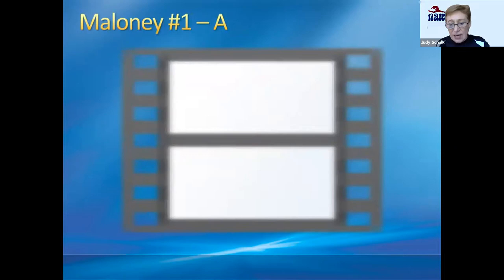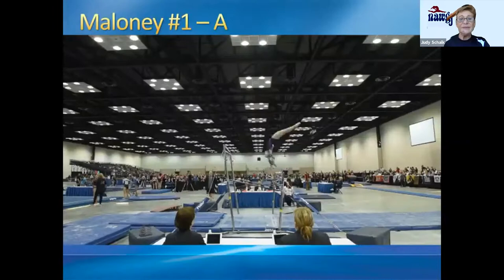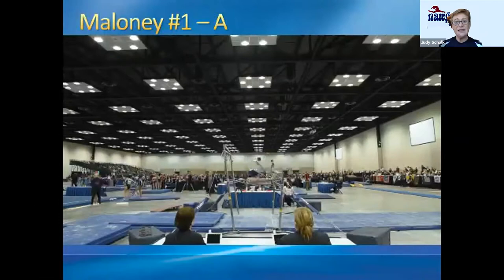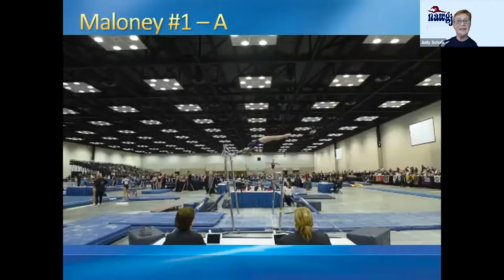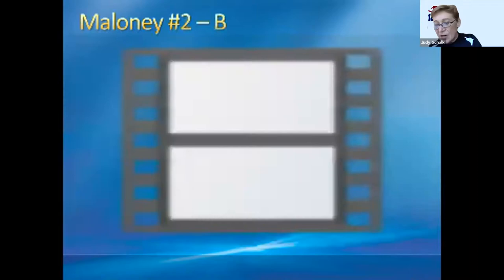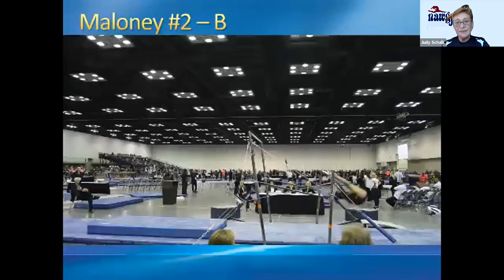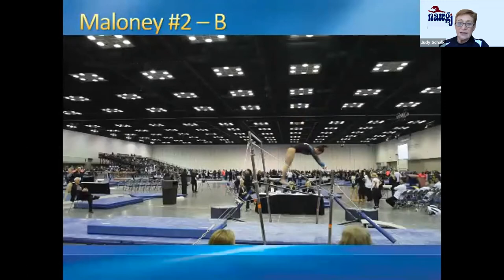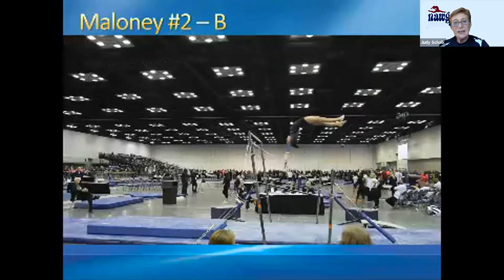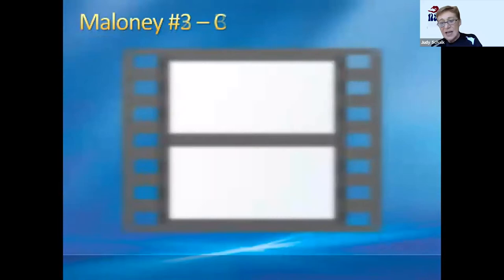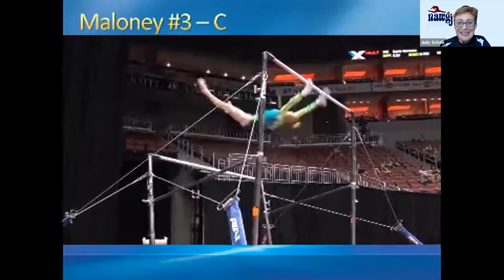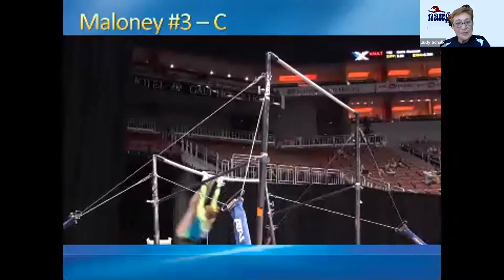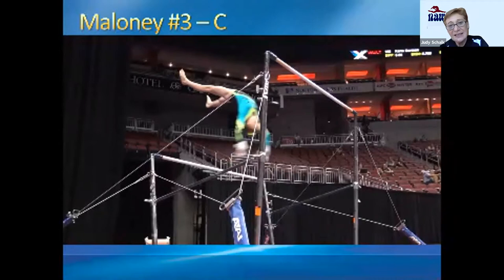Let's look at our first example of an A-ranked Maloney. Outstanding example. Excellent amplitude and body position. Good backswing. And our B example. Decent amplitude of flight, legs apart, very loose body shape, bent legs. And our C example. See, it's a little girl. Extreme execution errors: arms, legs, feet, insufficient amplitude of flight, extreme body shape errors throughout.